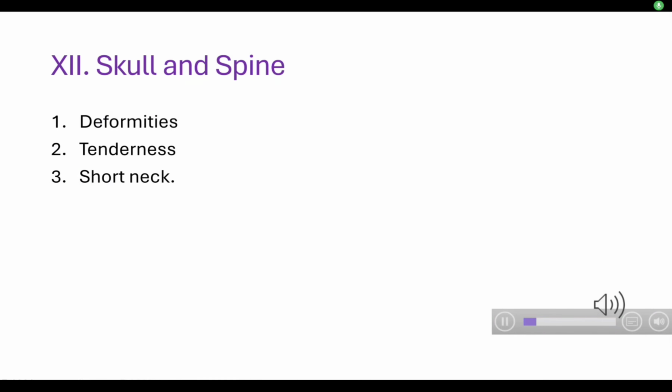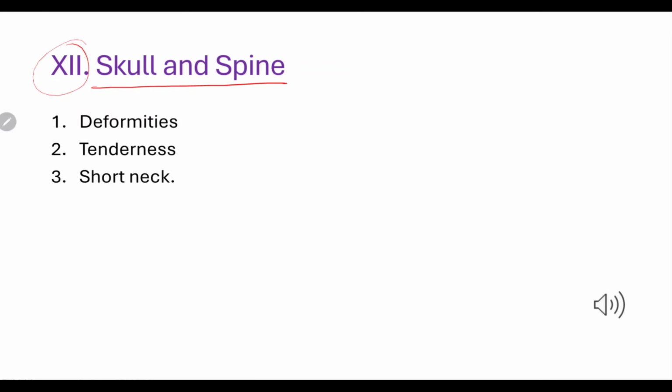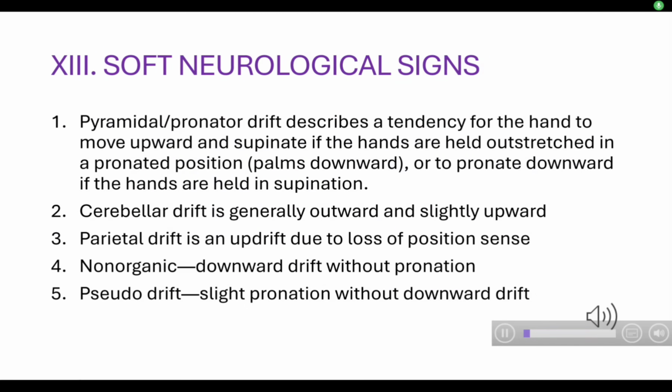We close our primary neuroexamination steps with Pillar 12, that is the skull and the spine, looking for structural deformities, tenderness, or a short neck. Then we check Pillar 13, that is the soft neurological signs, evaluating for pyramidal, cerebellar, parietal, or non-organic drifts. These subtle drifts can expose early pyramidal tract or positional weakness before it shows up on standard motor testing.